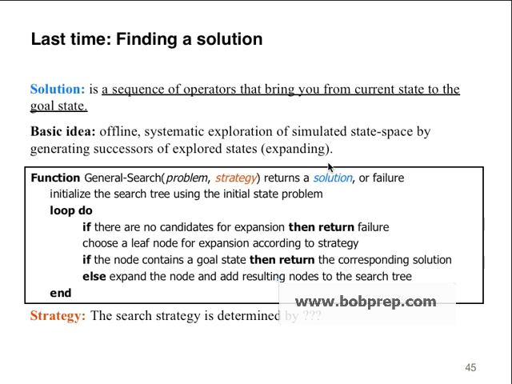If I said get in your car and back it out so that you minimize the amount of gas you take, well, there's a solution to that. Many different ways of doing it, but there's one that's going to minimize the gas. Also, we have the basic idea of offline systematic exploration of simulated state space, a repeated definition of the basic idea. And this is a repeated statement in terms of the pseudocode you saw in the previous slide. The search strategy is determined by, and that's the question we're talking about right now, how do you know which search strategy and which approach you're going to take to come up with the solution?